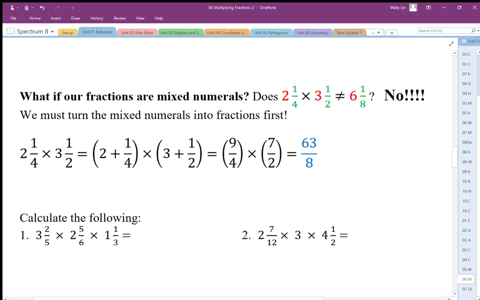Okay, now we don't want to do this though. So if we have a mixed number, we can't just do numbers times numbers and fractions times fractions and get 2 times 3 is 6, 1/4 times 1/2 is 1/8. But why doesn't that work? Okay, how come that doesn't work, and why is it important to put into improper fraction?